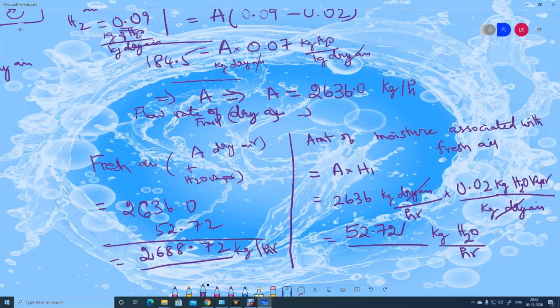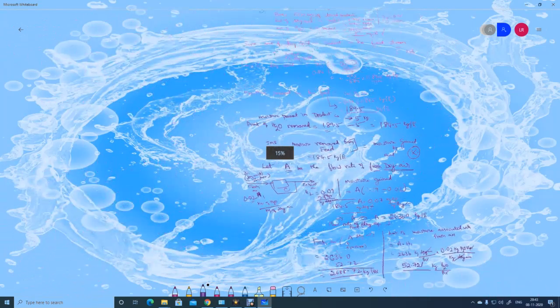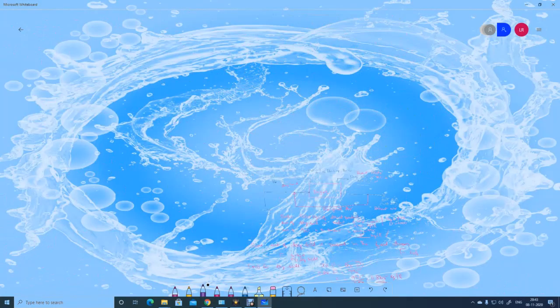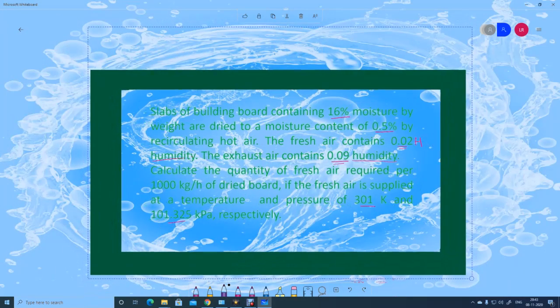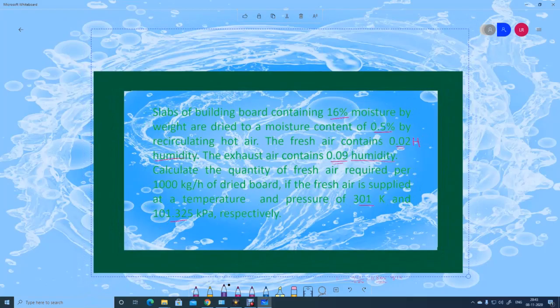But what is the question? Please go through the question again. It asks to calculate the quantity of fresh air required. Okay, so we have calculated the quantity of fresh air. That's the answer for us.